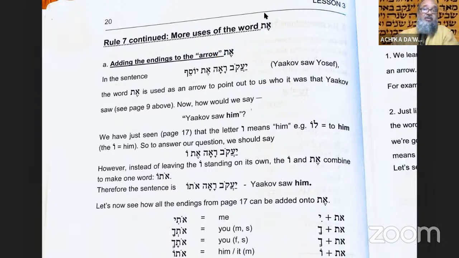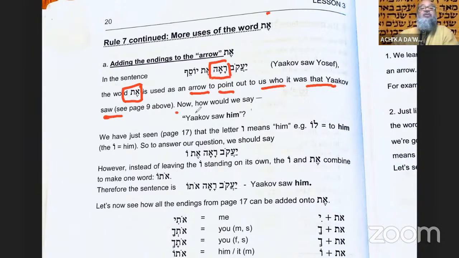So what does it mean? Or what's the example? It says, Yaakov ra'ah eth Yosef. Yaakov, what? He saw eth pointing to who? He saw Yosef. The word eth is used as an arrow. We learned that in lesson number 2, to point out to us who it was that Yaakov saw. Okay, this is your vocabulary word right here, ra'ah.